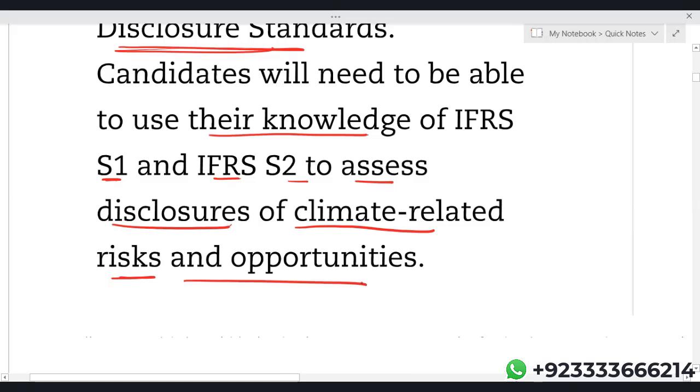If you're not looking after the climate, you will face risk. If you bring changes in your working pattern and start looking after the climate, you bring changes in your working environment, and that improves the environment. Definitely it will build a really good image of your company, you will be able to attract more investors, and obviously it will increase the share price as well. So there are risks if you're not looking after climate-related issues, and there are opportunities as well.